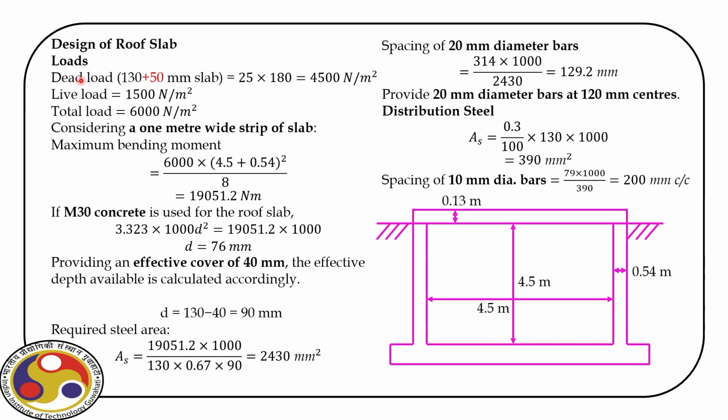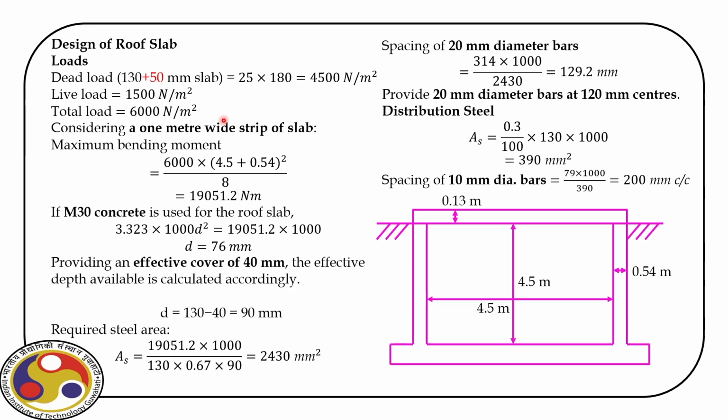But when we calculate the dead load, we add some additional load which may be surfacing or other, to keep this on the safer side. So the dead load that we calculate is 4,500 Newton per meter square, and then the live load is 1,500 Newton per meter square. So the total load is 6,000 Newton per meter square.